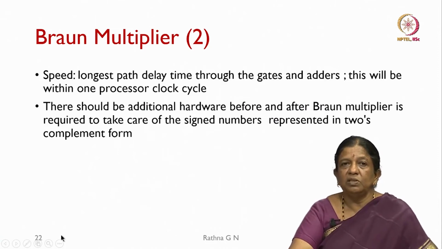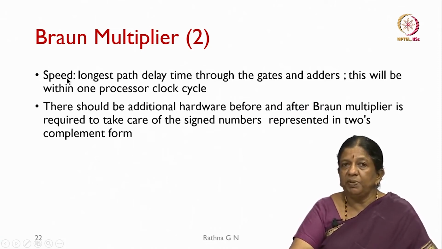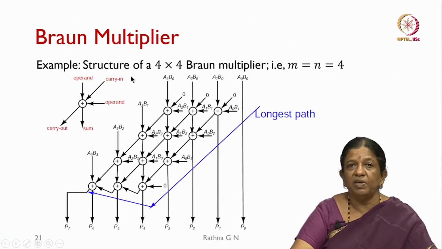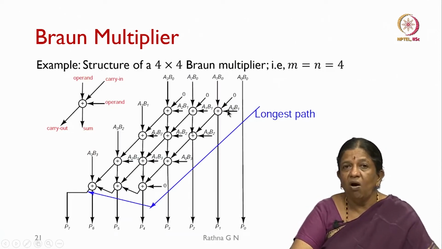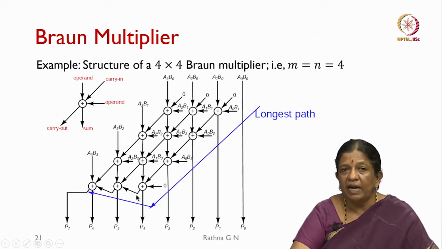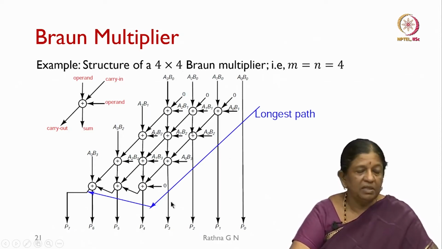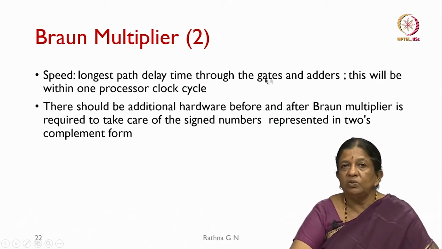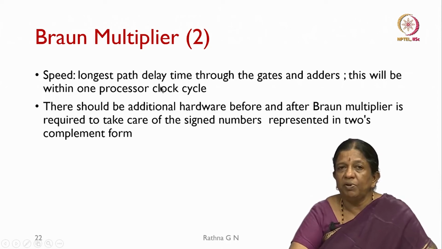Coming to the Braun multiplier, the speed, that is the longest path delay, comes from all these additions, and then the last stage ripple carry adder delay also has to be added, which gives the longest path delay. Through the gates and then the adders, this will be within one processor clock cycle. My internal clock rate may be much faster than the outer clock, so all these are done in one clock cycle.